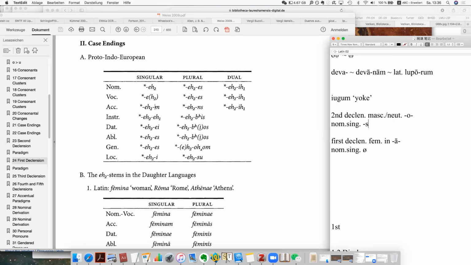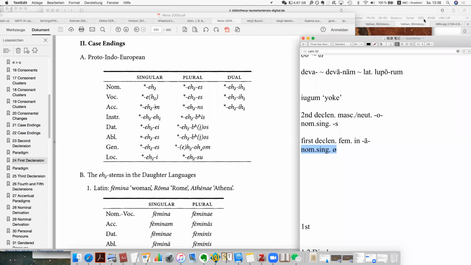Does anyone know why the second declension has an S in the singular, but the first declension has zero? Does anyone have any idea? You can just guess.